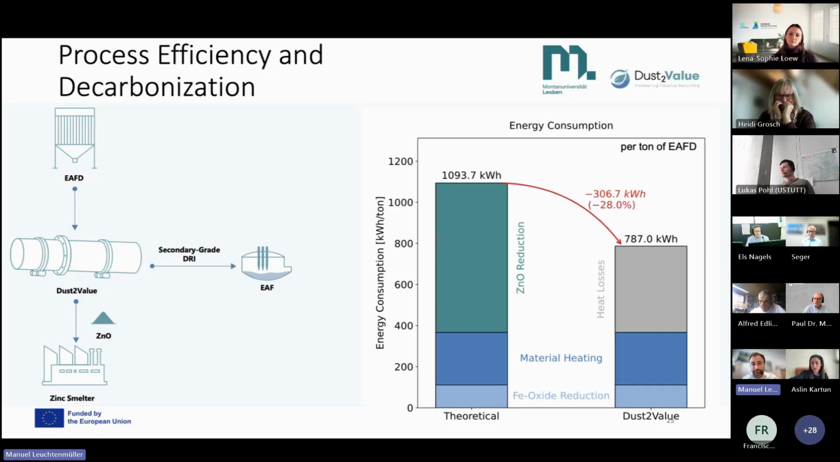Therefore, designing any process recovering zinc from a waste material must consider somehow recovering this heat from the reoxidation. And we estimate around 780 kilowatt hours per ton of material treated in our process, including already heat losses.